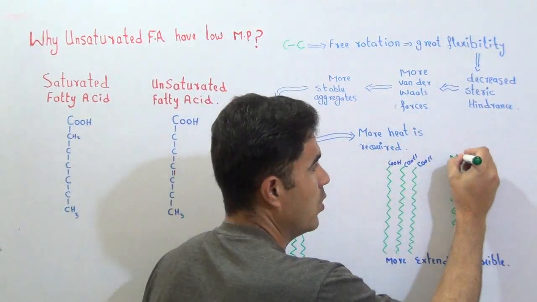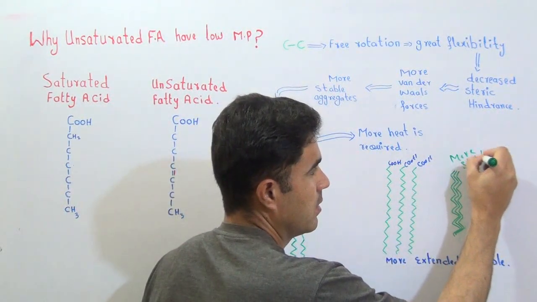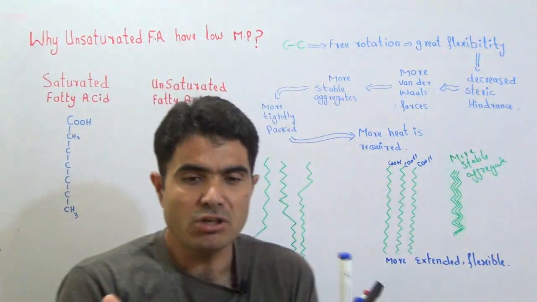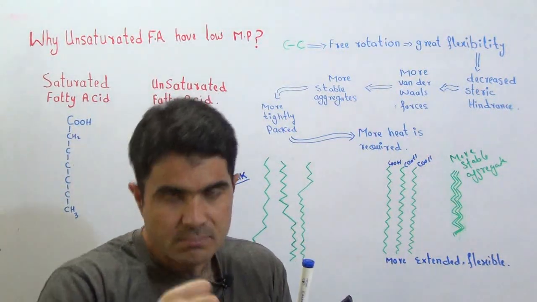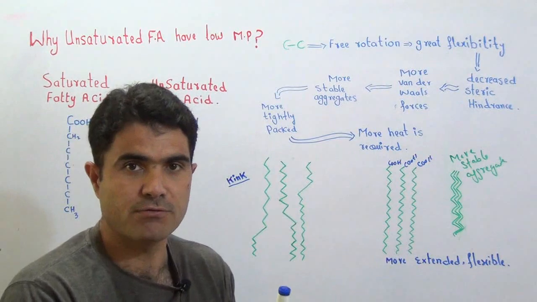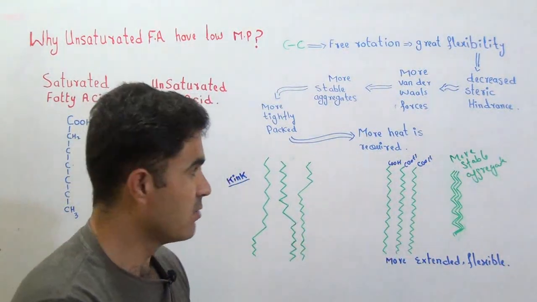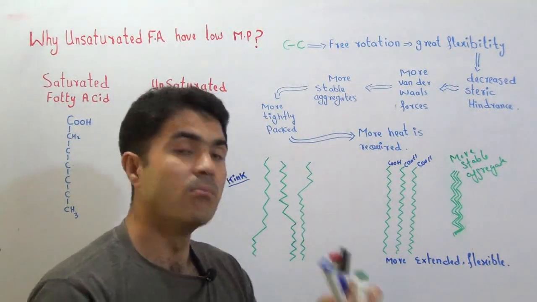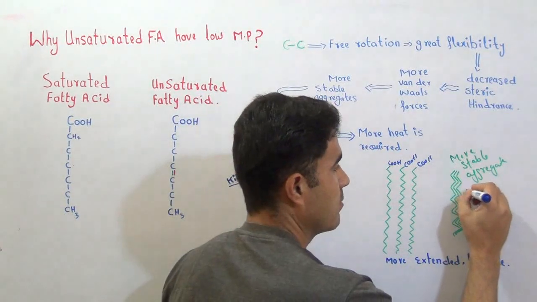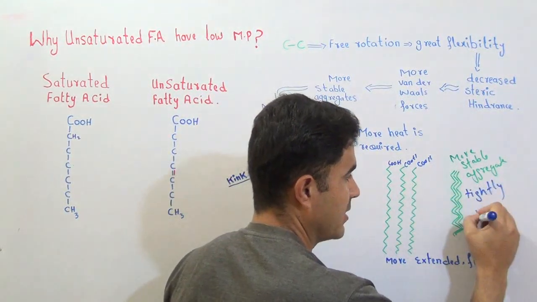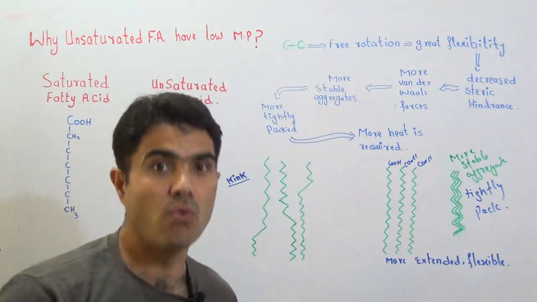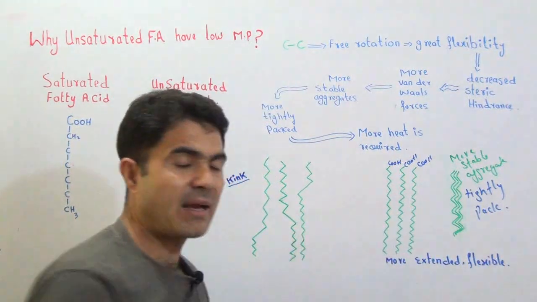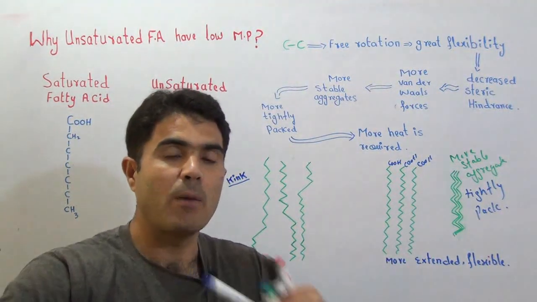This is a more stable aggregate. What is meant by aggregate? A combination of molecules. When some molecules combine together, we say an aggregate is formed. So many fatty acid molecules will make an aggregate, but that aggregate will be more stable, more tightly packed. If I say more tightly packed, that will be a more suitable word. These are more tightly packed structures, and these packed structures can be called more properly arranged.